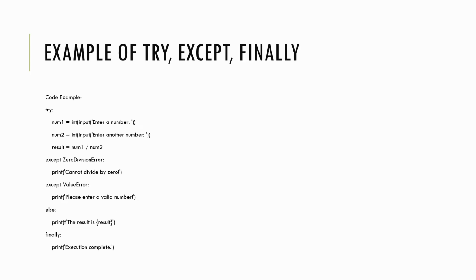Let's look at an example. In this code, we ask the user to enter two numbers and perform a division. If the user enters a non-numeric value, a ValueError will be raised. If the user tries to divide by 0, a ZeroDivisionError will occur. Regardless of the error, the finally block will always print "Execution completed". This ensures that the program does not crash unexpectedly.